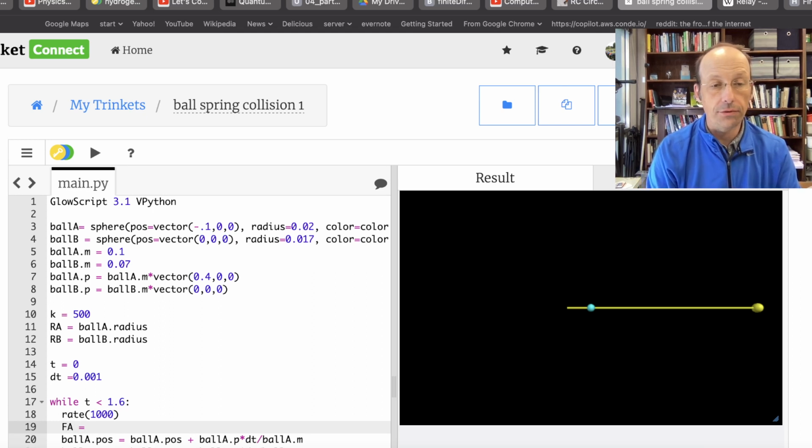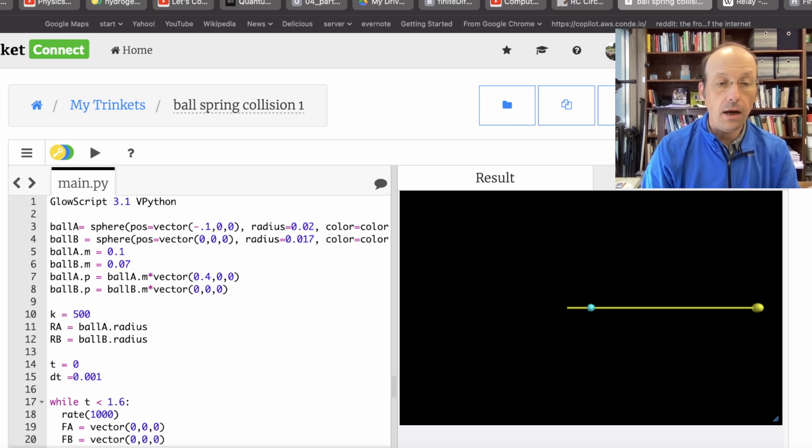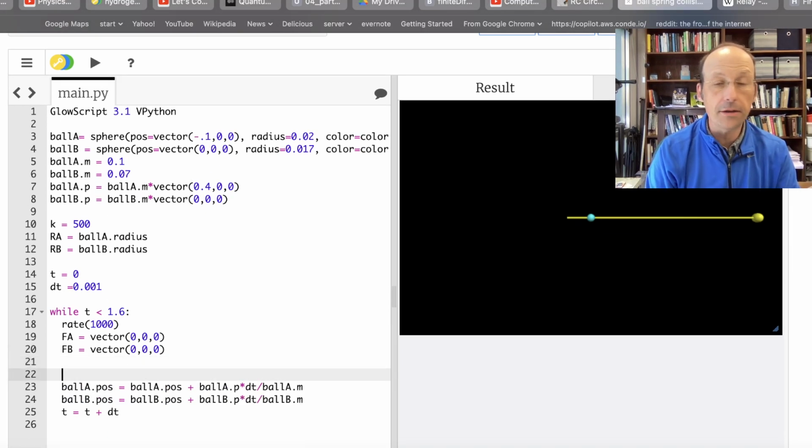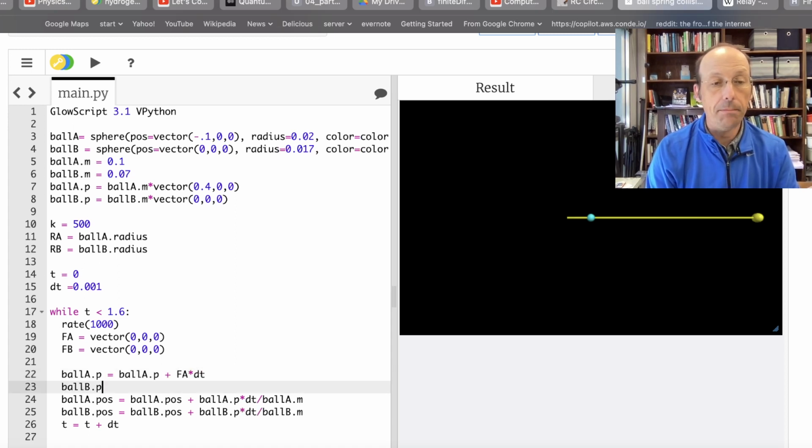FA equals vector 0, 0, 0. FB equals vector 0, 0, 0. Now I'm going to also update the momentum, even though it doesn't change. So ball A dot P equals ball A dot P plus FA times dt. Ball B dot P equals ball B dot P plus FB times dt. So nothing should change.